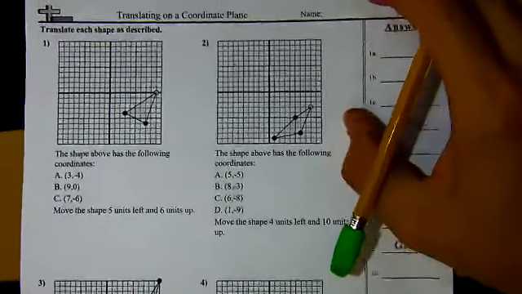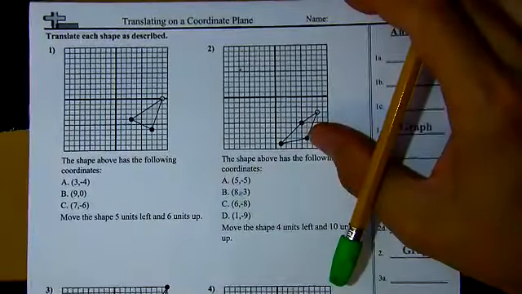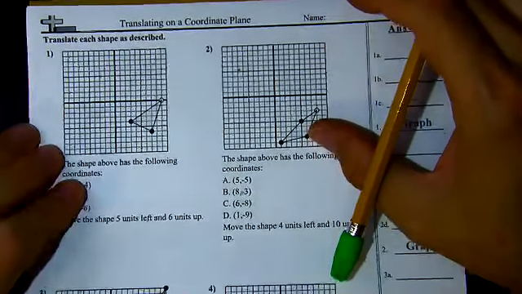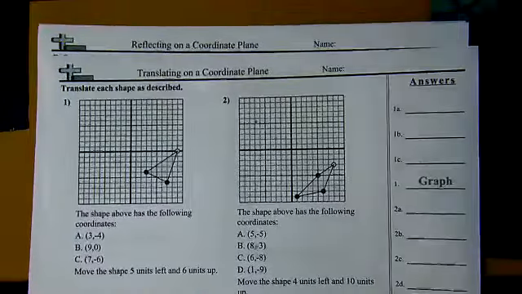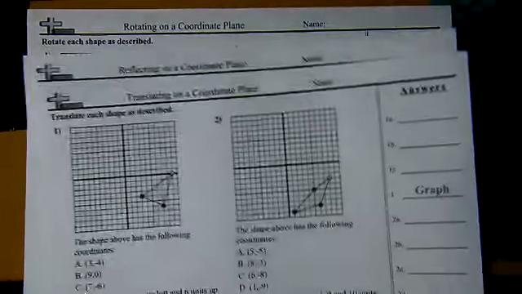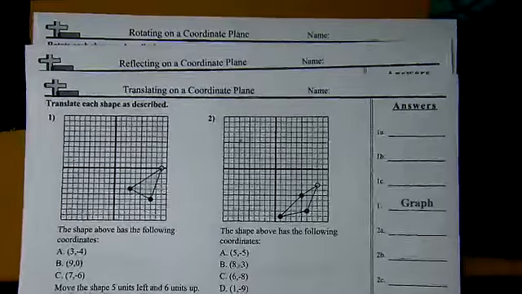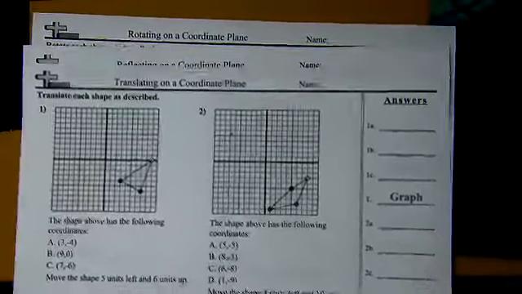Now there's 3 things that they can do with shapes. They can translate them, they can reflect them, and they can rotate them. So we're going to go over all 3 of those.